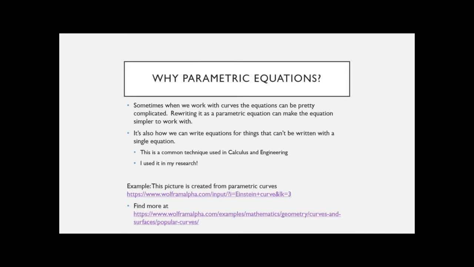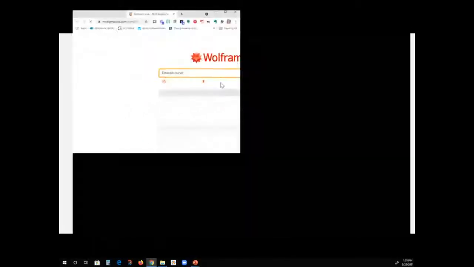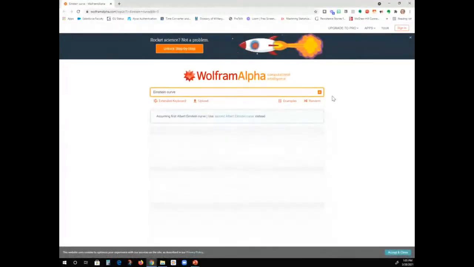Parametric curves are actually really neat. So I have a couple of links here. Wolfram Alpha is amazing. But let's see if I can get the link to work here. If I can get it to actually click. Maybe. There we go. Okay. So I have links here, so you'll have these in the PowerPoint.